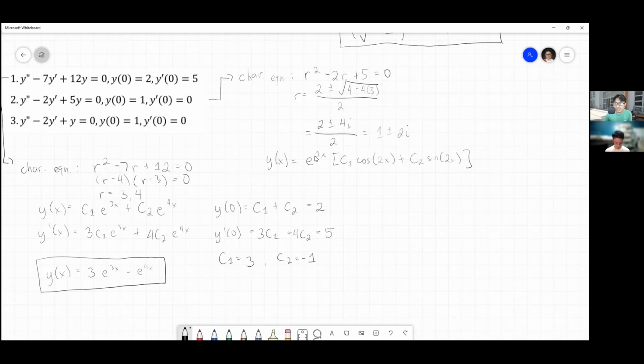Okay? So yan yung pinaka general solution natin. We're going to just substitute yung ating initial conditions. So y of 0, then yung y prime of 0. So kailangan natin tong kunan ng y prime.